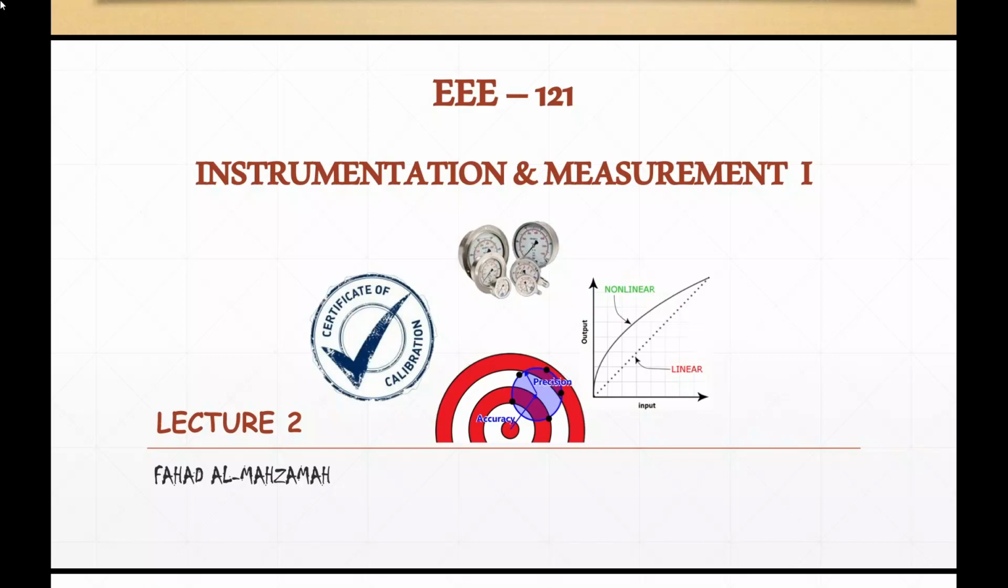Welcome all of you and hope inshallah you're having a good start in this course and in the other courses for this semester. Today inshallah we are going to have the second lecture for the course of Instrumentation and Measurement 1 at JUBAIL Industrial College. It's going to be inshallah an extension of what we have done in the previous lecture.